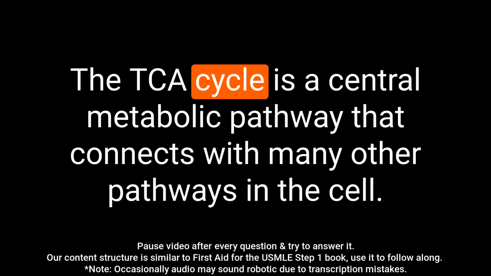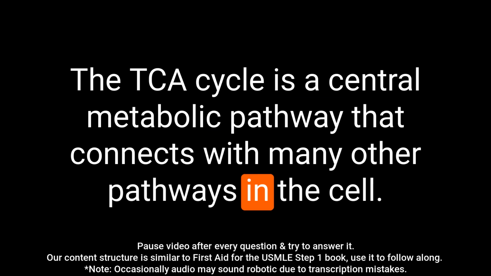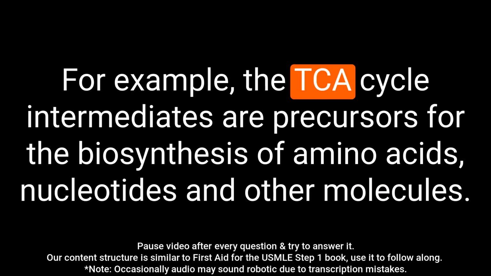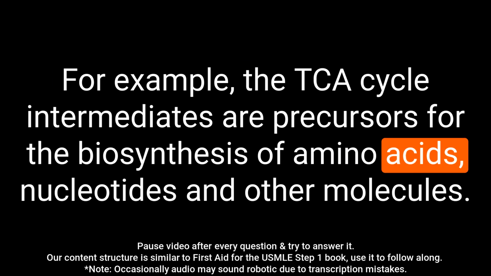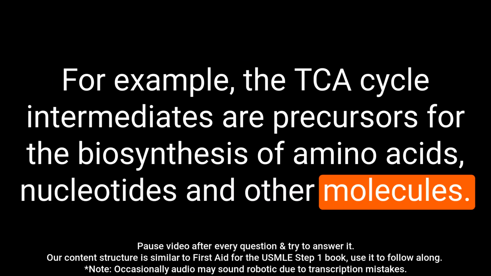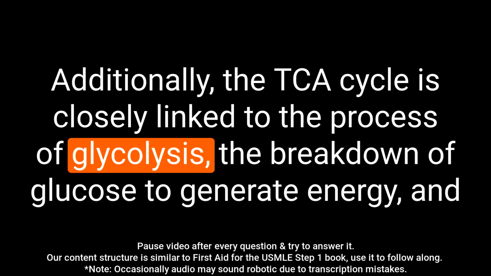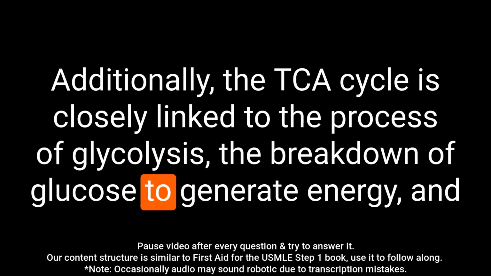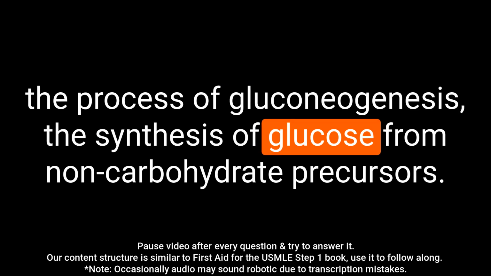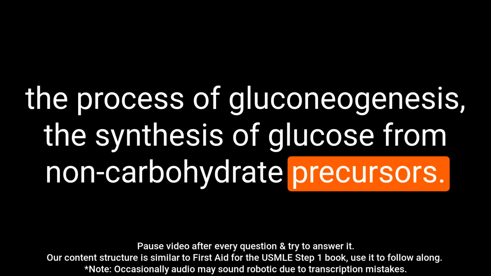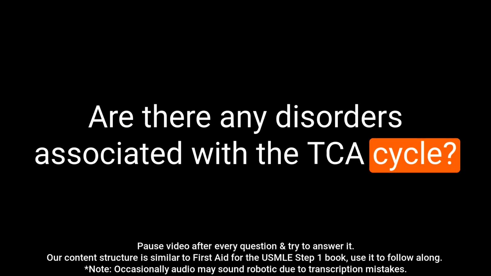Answer: the TCA cycle is a central metabolic pathway that connects with many other pathways in the cell. For example, the TCA cycle intermediates are precursors for the biosynthesis of amino acids, nucleotides, and other molecules. Additionally, the TCA cycle is closely linked to the process of glycolysis, the breakdown of glucose to generate energy, and the process of gluconeogenesis, the synthesis of glucose from non-carbohydrate precursors. Question: are there any disorders associated with the TCA cycle?